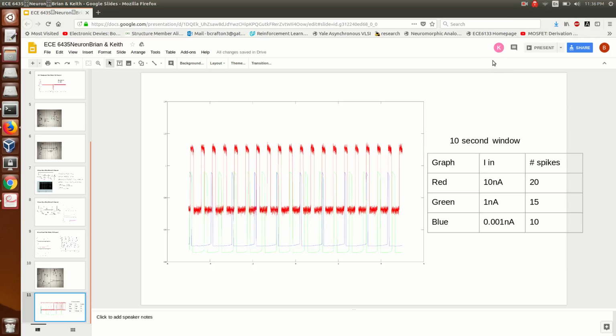Based on our notes from class, this sort of resembles the square root behavior, where as we increase I, we'd get a square root number of spikes increase. It's not perfect, but it is close to that behavior.